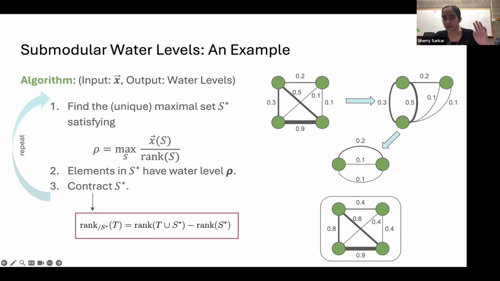But yeah, this is a combinatorial algorithm. I'll give people a second if they have any questions about this algorithm.